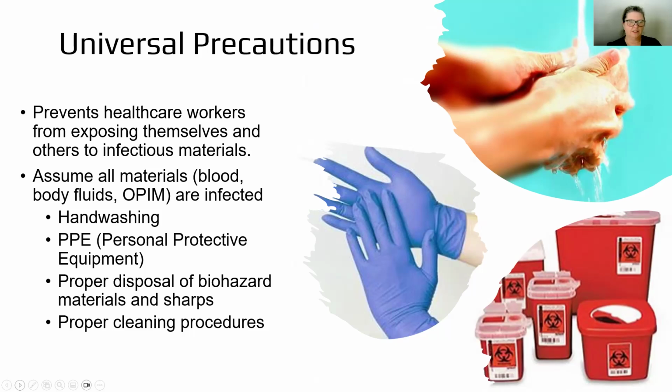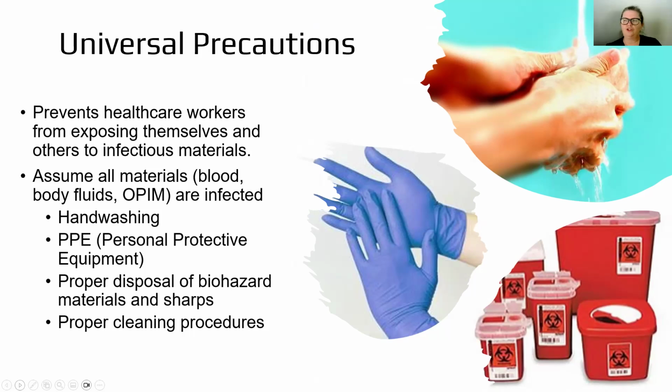Hand washing, obviously. PPE, personal protective equipment. That can be anything from gloves to masks to face shields to eye protection to gowns to booties to bouffants. Proper disposal of biohazard materials and sharps. You'll see in the bottom right-hand corner of your screen there, those are sharps containers. Sharps containers are where sharps or potentially sharp objects go because they're rigid and puncture proof. And then of course, proper cleaning procedures.